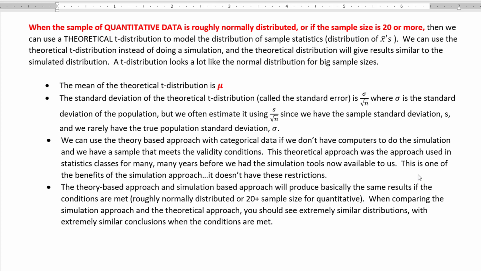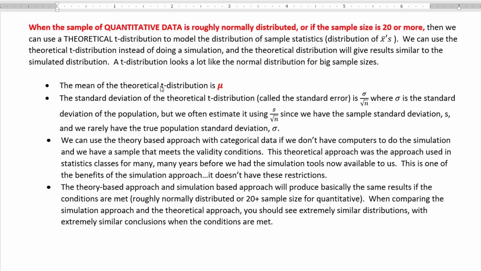So as it reads here, when you have a sample of quantitative data that is roughly normally distributed, so it's a mound-shaped like a bell curve, or if your sample size is 20 or more, that meets the validity conditions and you'll be allowed to use a theoretical t-distribution to model that distribution of sample statistics.